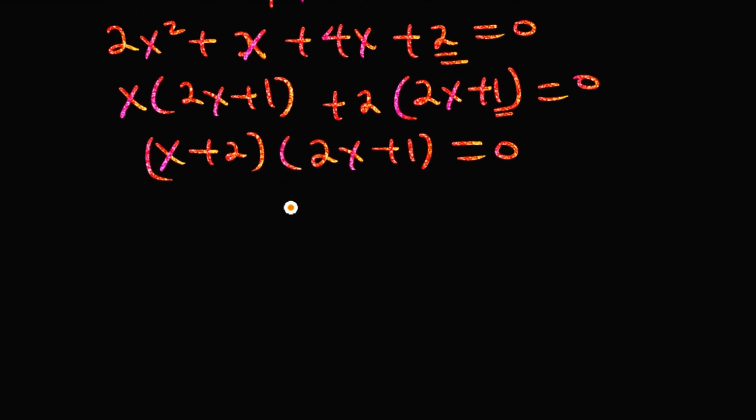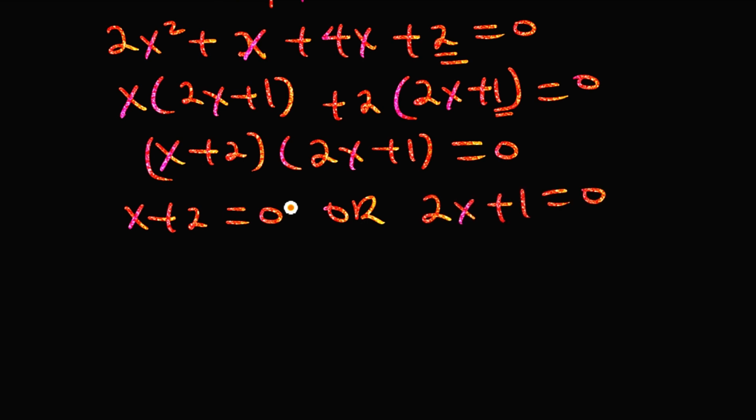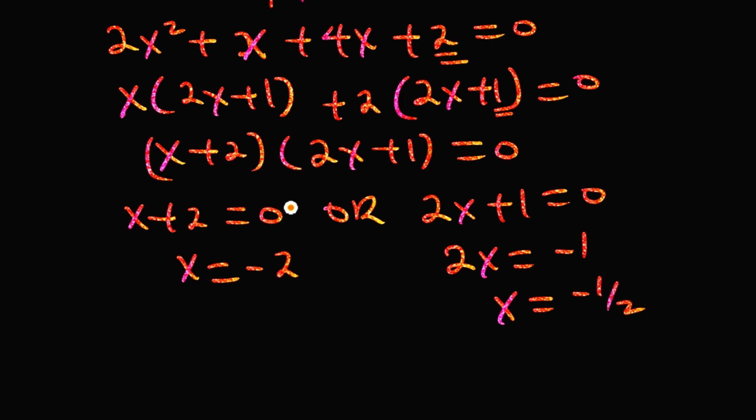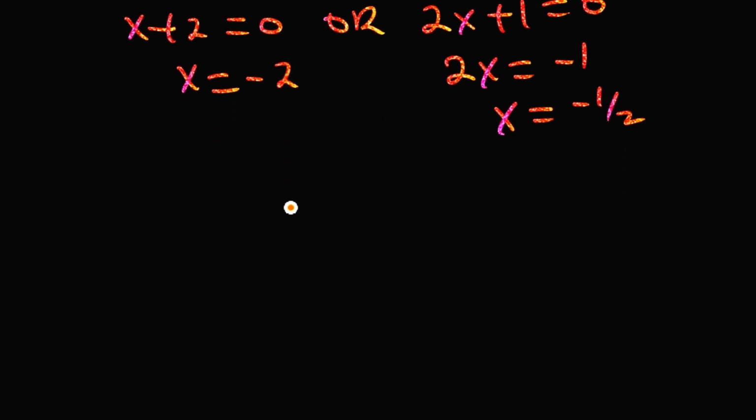Now we have a product of two numbers being 0. It means one of them must be 0. So it could be that x + 2 is 0, or 2x + 1 is equal to 0. If we take the first case, then x is equal to negative 2. And if we take the second case, 2x will be the same as negative 1, so that x is equal to negative half. Now we can check if these solutions are true.